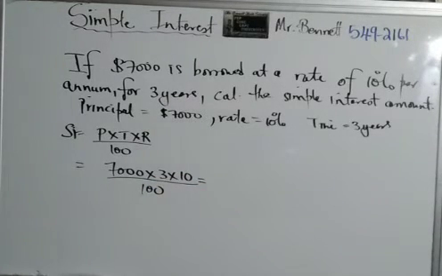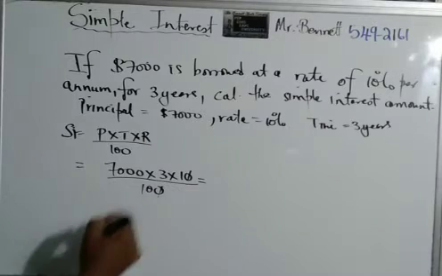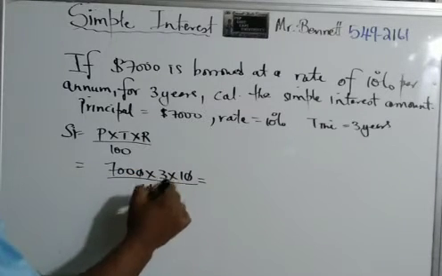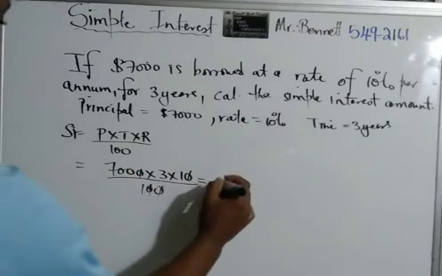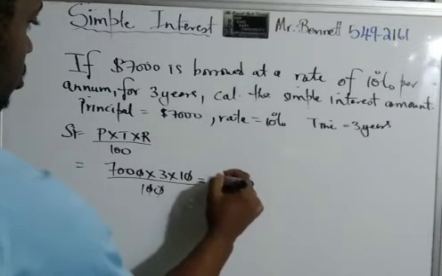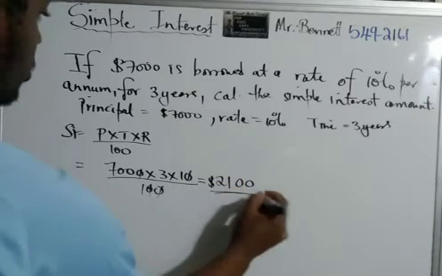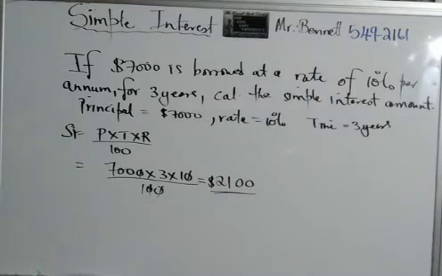When we calculate this, we get the answer. We can divide by 10 right here, divide by 10 again, and that would give us 700, 7 times 3 is 21. So the simple interest amount would be $2,100.